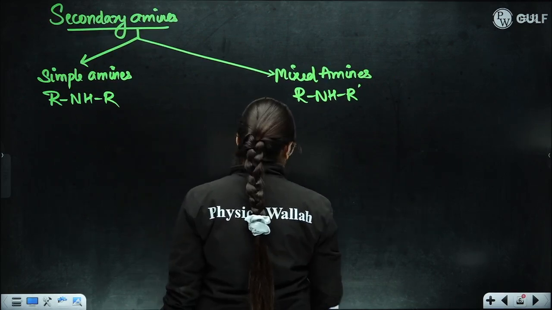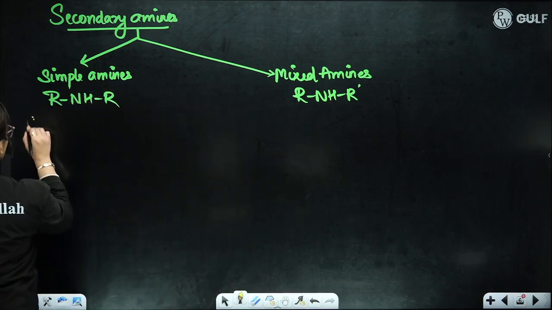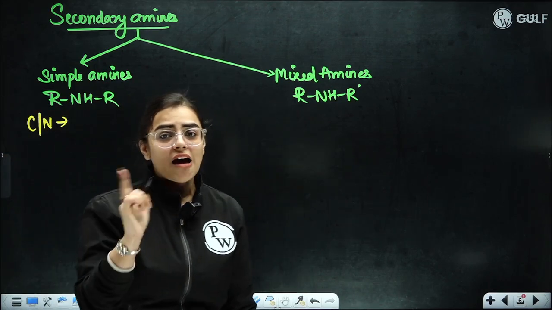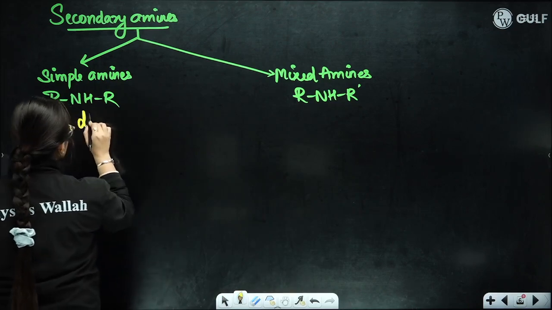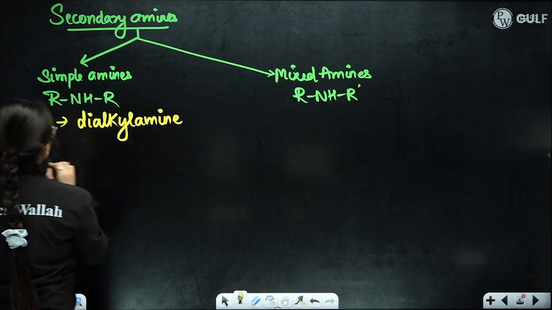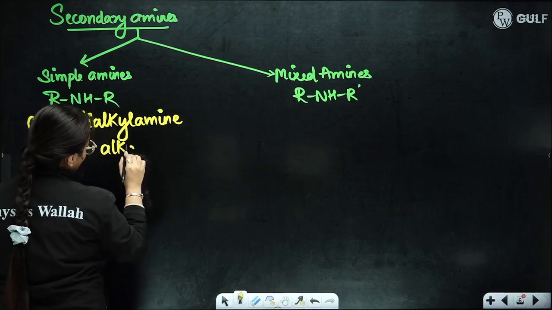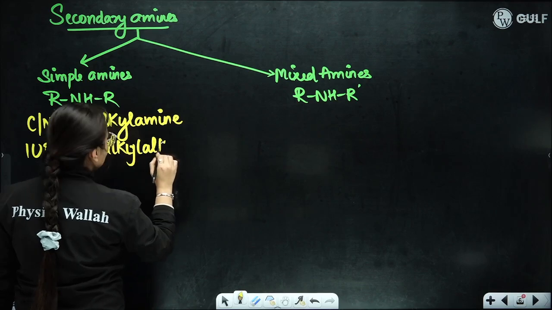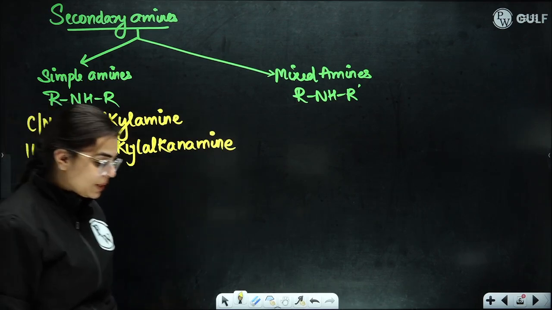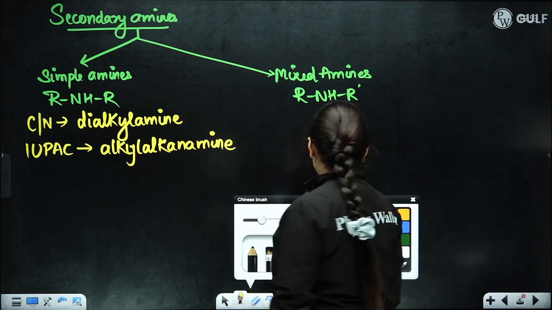Now let's discuss the naming part. If you have to name a simple amine, how are you going to do that? The common name for the simple amine is going to be, since both R groups are the same, dialkylamine. Then what is going to be the IUPAC name, beta? IUPAC name will be alkyl alkanamine. And a fun fact here is that both the R groups are the same, beta, right?